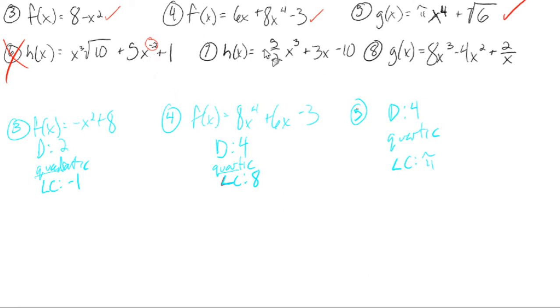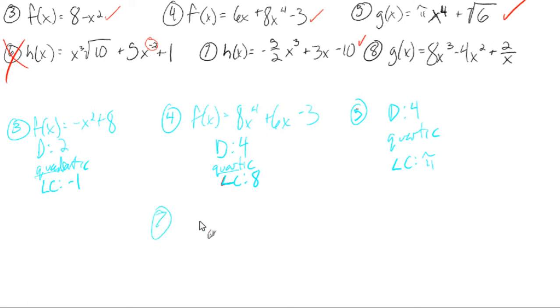So let's move on to 7. We've got x to the third, x to the first. We have a constant. We have real coefficients. Even though this is negative 5/2, it's a fraction and it's maybe inconvenient, but it's still a real number. So we have real coefficients in front of powers of x. So it is a polynomial.